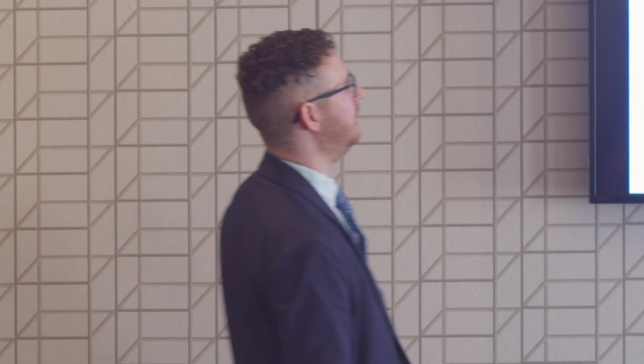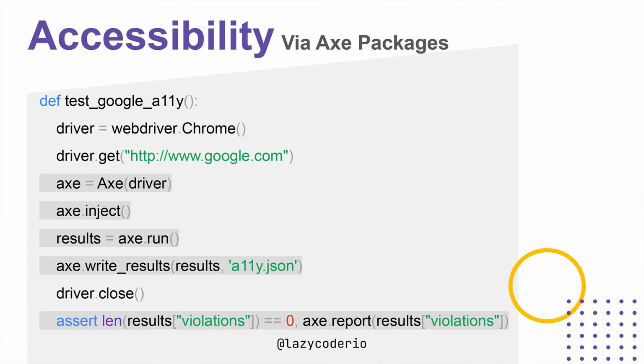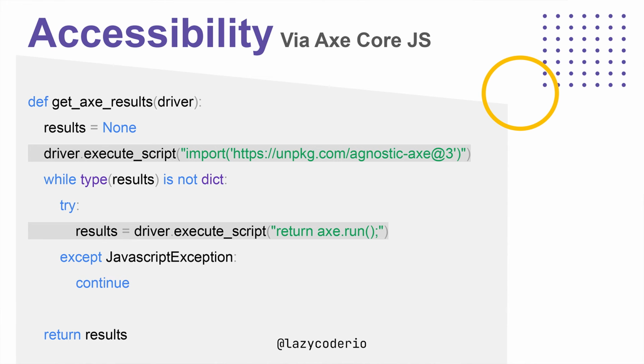Deque makes a product called Axe, which is a way to do accessibility testing. They have packages for Java, Python, JavaScript, I think, as of now. The highlighted lines are how you use their product, the packages that they have released. Here are the two main lines you need to use. In your code, you can easily inject it with driver execute script, importing the agnostic Axe, which will insert the JavaScript. And then you can run the JavaScript on that page and it will return all the accessibility errors you could ever want to know about on the page.